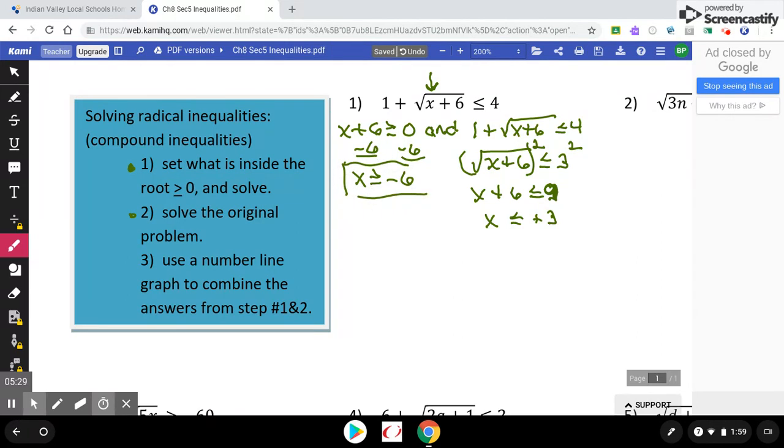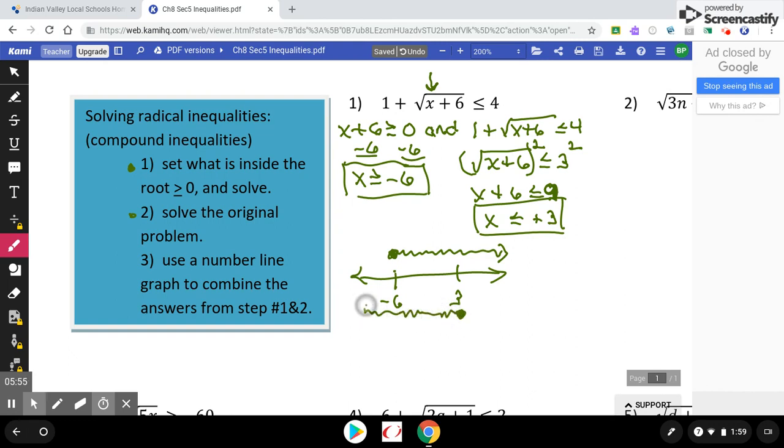And now we're going to do step 3 in the box, which is to use a number line to figure out the solution set. Now, again, number line is really optional, to be honest with you. But I highly recommend it. So here's the negative 6. Here's the positive 3. So the negative 6 had a greater than or equal to, closed circle shaded to the right. The other answer had less than or equal to, closed circle shaded to the left.